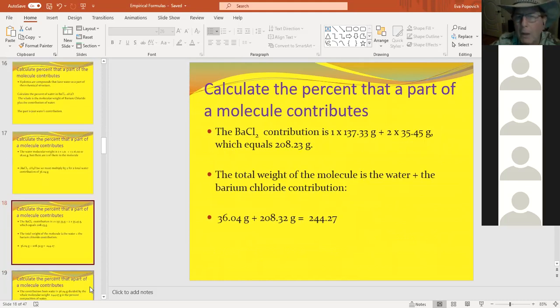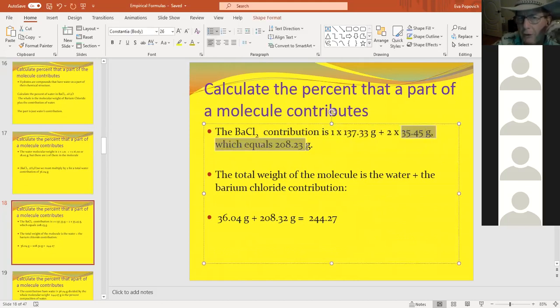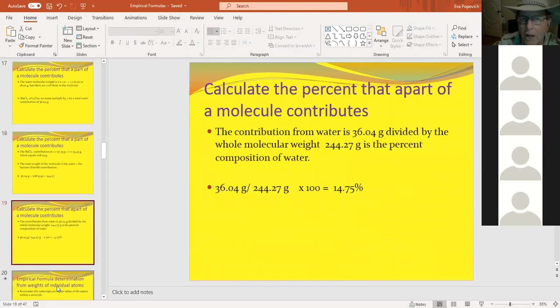The BaCl2 contribution is: there's 1 barium, it weighs 137.33, and there are 2 chlorines. Each of them weighs 35.45. So the barium chloride contribution is 208.23. To get the total weight, I have to also add in the water. So the total weight is 244.27. It now becomes a simple matter of taking the part, which is the water, dividing it by the whole molecular weight. I divide these 2 things out and I get 14.75.